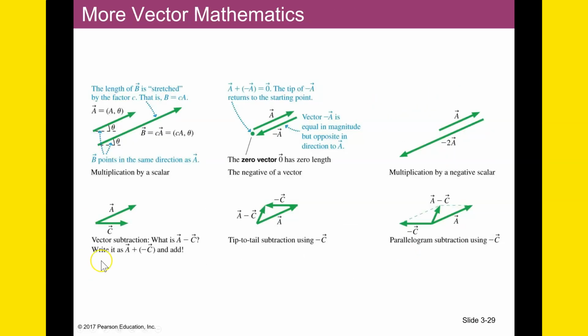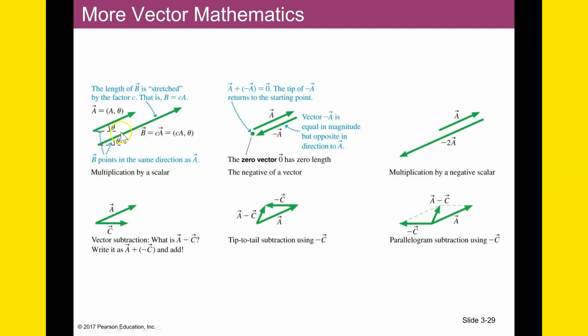Moving on. More vector mathematics. The length of B is stretched. So if you have this vector A and you multiply vector A by some scalar C, then vector A stretches or shrinks by a factor of C. If C is bigger than 1, it's going to stretch. If C is less than 1, it's going to shrink. And it's going to do it proportional to that C.